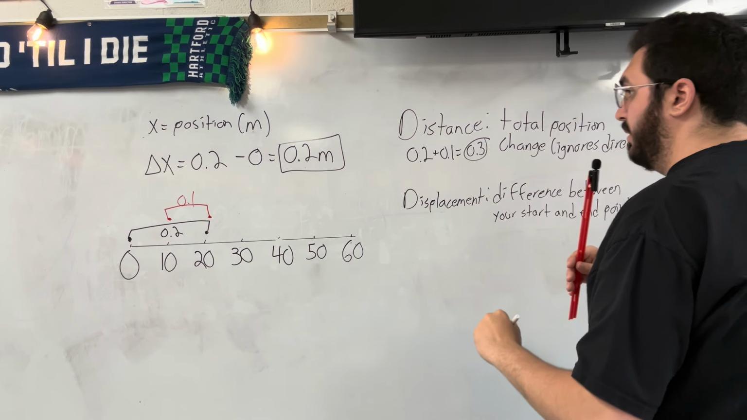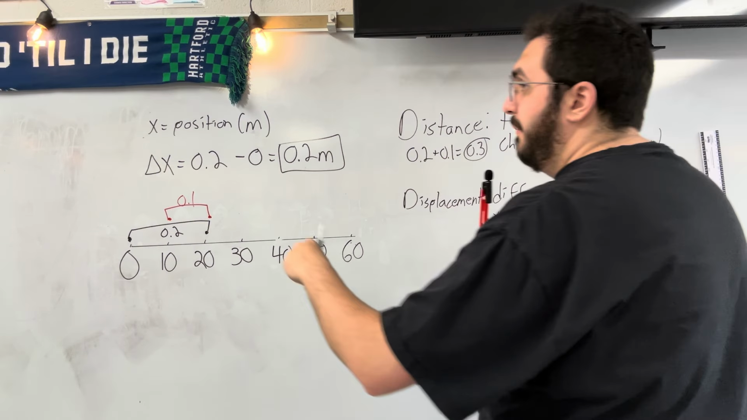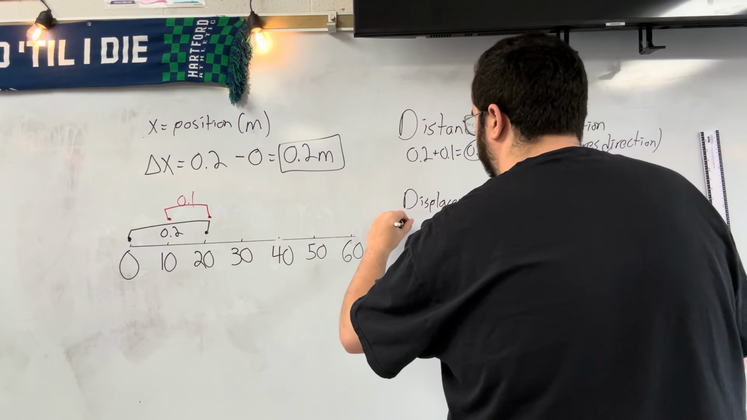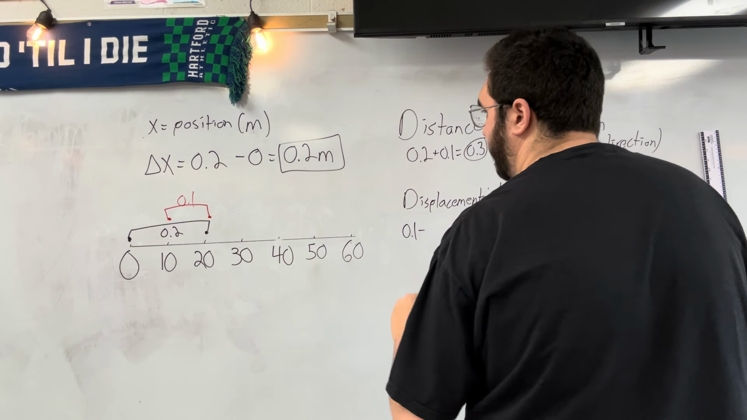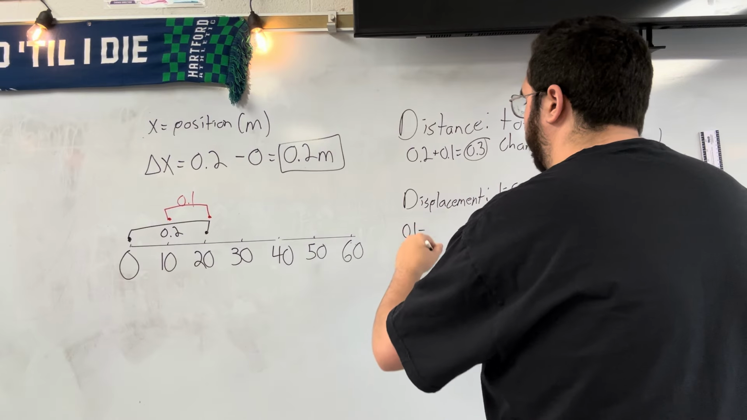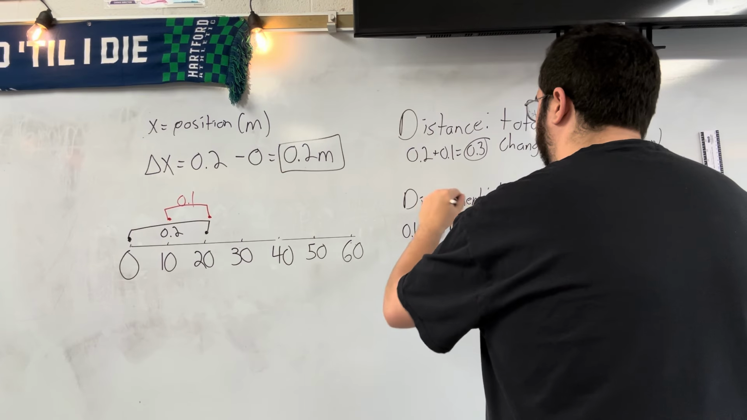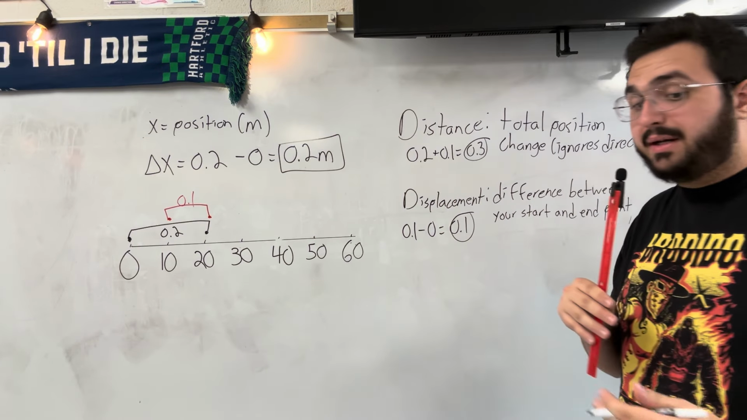In this case, we do final minus initial. So we do 0.1 minus 0.0, and we get 0.1 as our displacement, also in meters.